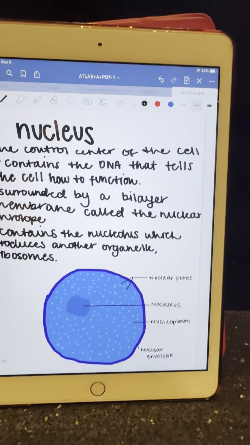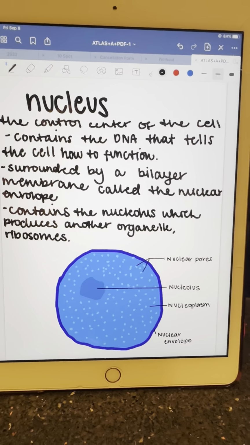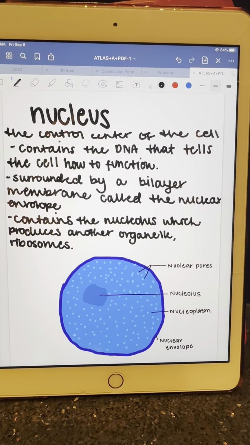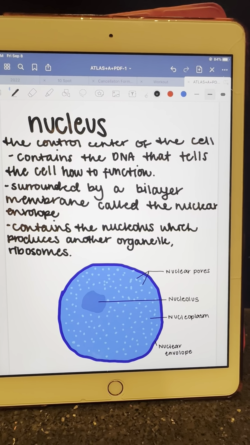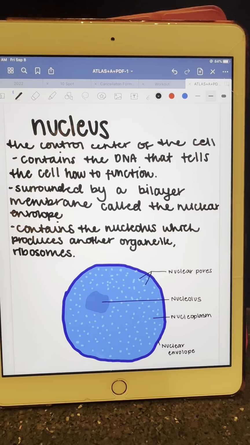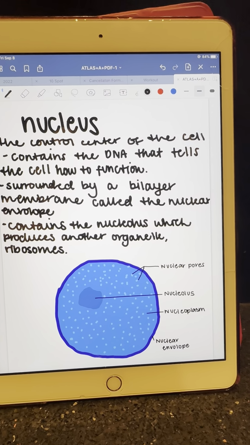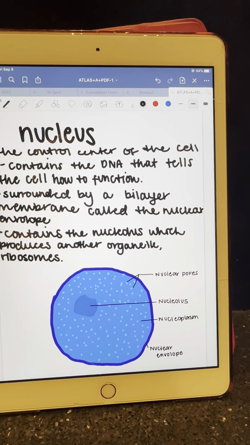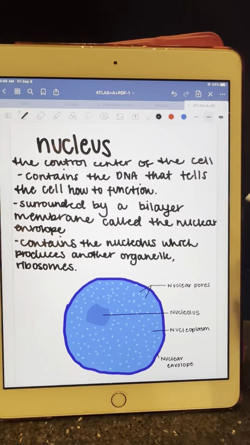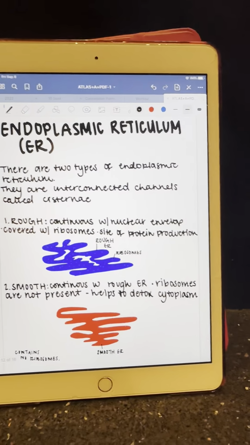So the first organelle that we'll focus on is the nucleus, and this is the control center of the cell, and it contains the DNA of the cell, which gives the cell guidance on how to function. It's surrounded by a bilayer membrane called the nuclear envelope, and it also contains the nucleolus, which produces another organelle, the cell ribosomes, which also perform an important function for the cell.